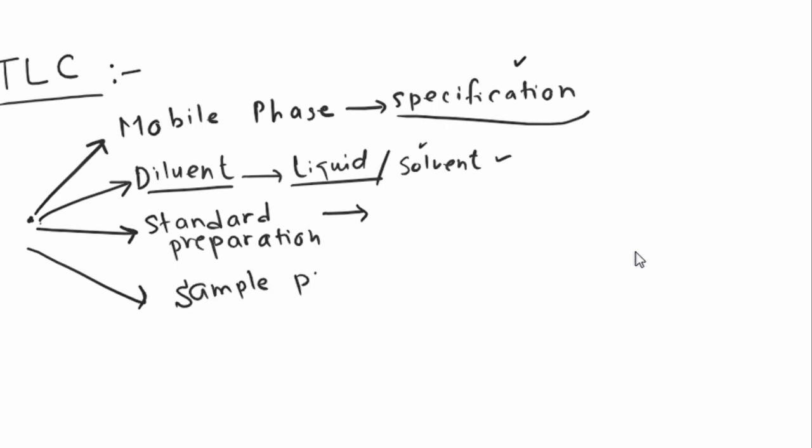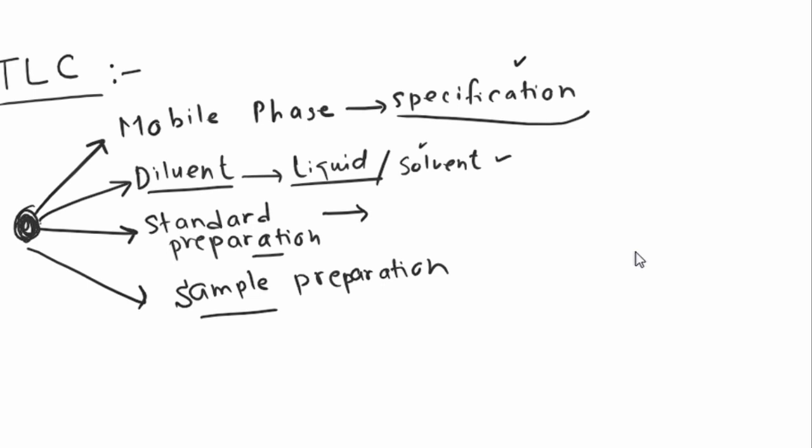That's the general things that you need to follow for every TLC that you are conducting. So there is standard, there is sample, there is diluent, there is mobile phase. So you have prepared the mobile phase at the first stage to dilute it. In the meanwhile, you can prepare your diluent, your standard solution, and your sample.